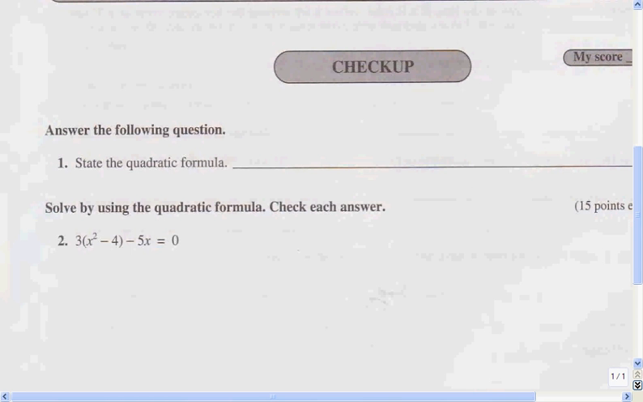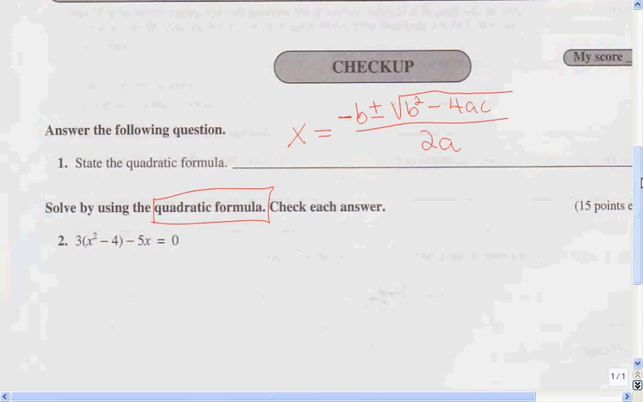Thanks. Here it says state the quadratic formula. You should know this by memory. It will be on the test, so make sure you do know it. x equals negative b plus or minus the square root of b squared minus 4ac over 2a. That is the quadratic formula. You need to know that by memory, or else you will have a hard time doing the test. Oh, and don't forget to put the negative in front of the b. It's negative b.